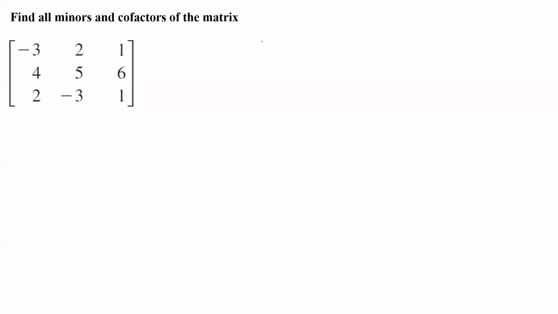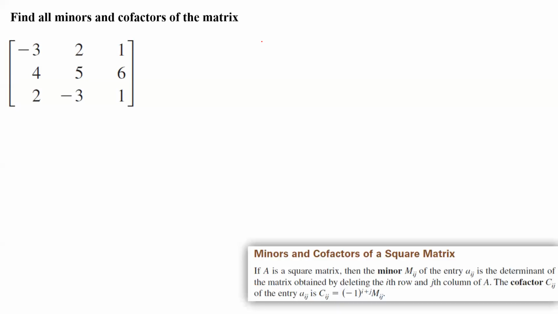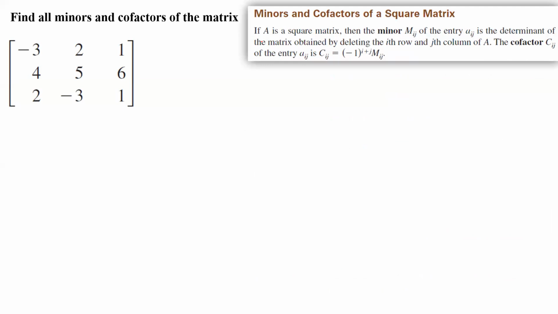The question says, find all minors and cofactors of a 3x3 matrix. So let us begin this process. Remember the definition. If you have a square matrix, then the minor M sub ij of entry A sub ij is the determinant of the matrix obtained by deleting the ith row and jth column.